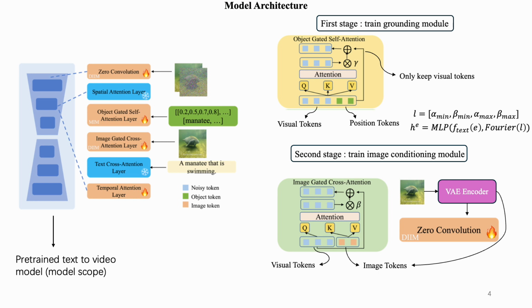Our training pipeline has two stages. In the first stage, we only train the object-gated self-attention. In the second stage, we fix the object-gated self-attention and we train the image-gated cross attention, the first convolution layer, and also the temporal attention layer.